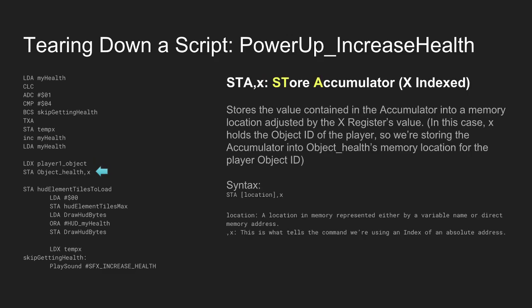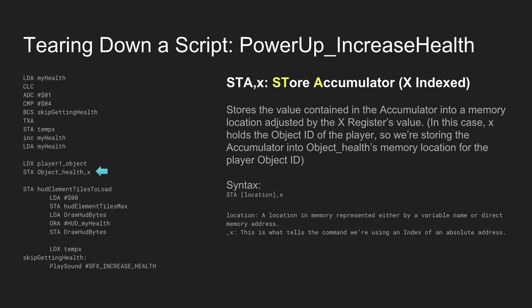Next, we're storing your health, or the modified health value, into a variable. In this case, the object health array at the player object ID. So for example, if the player object is ID 2, then ID 0, ID 1, oh, we want to store it here at ID 2.